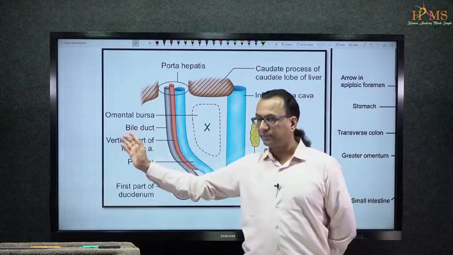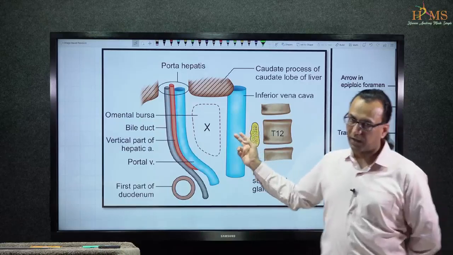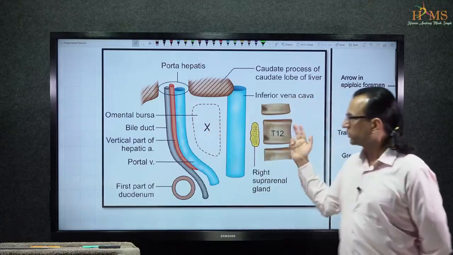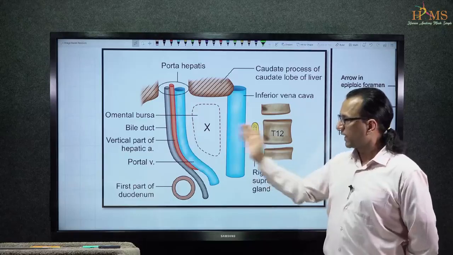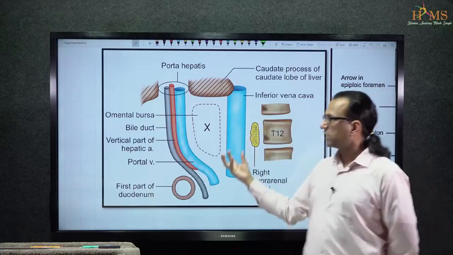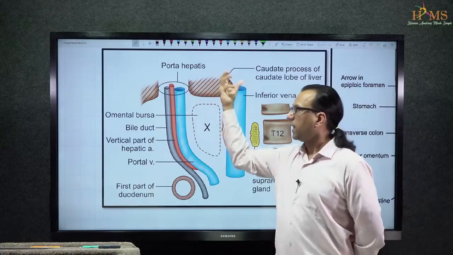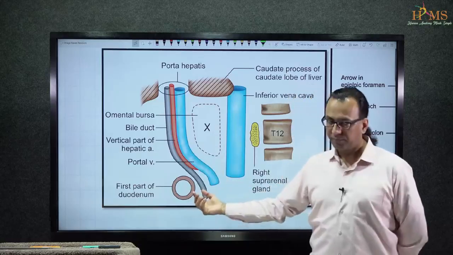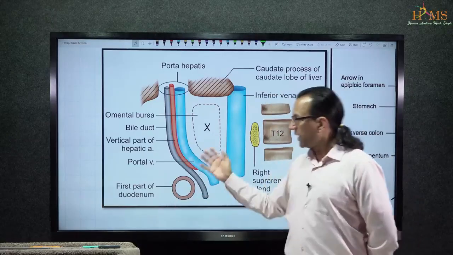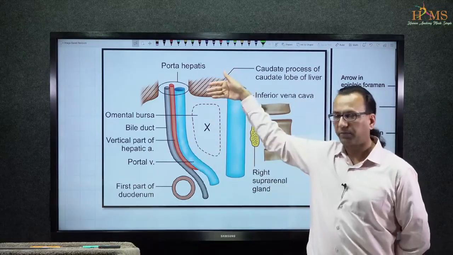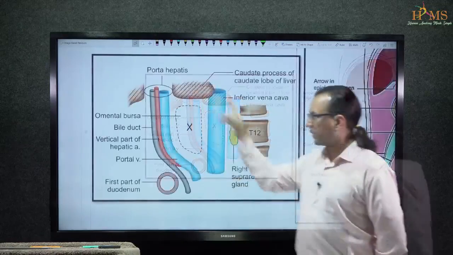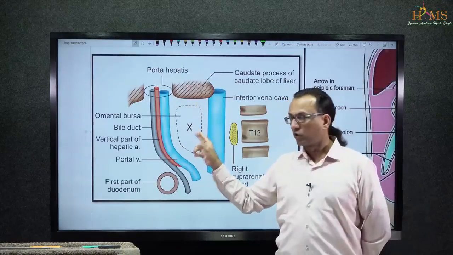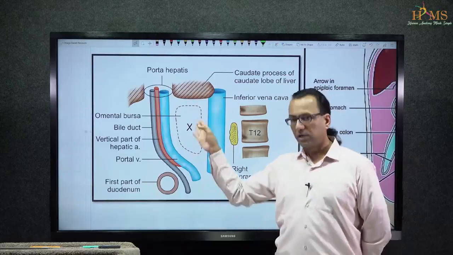Three structures anterior. And what are the three structures posterior behind the foramen of Winslow? That is actually T12 vertebra, right adrenal gland, and inferior vena cava. Three structures posterior. There is the L1, the liver 1 superior, and D1, the duodenum 1 inferior. First part of duodenum is inferior and first part of liver is superior. First part of liver means caudate lobe of liver is superior. So this is the foramen of Winslow, which is a communication of the greater sac with the lesser sac.